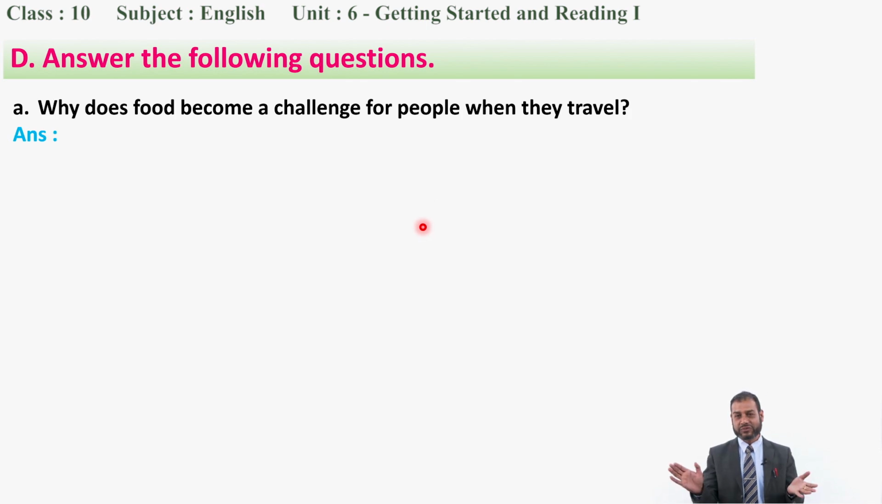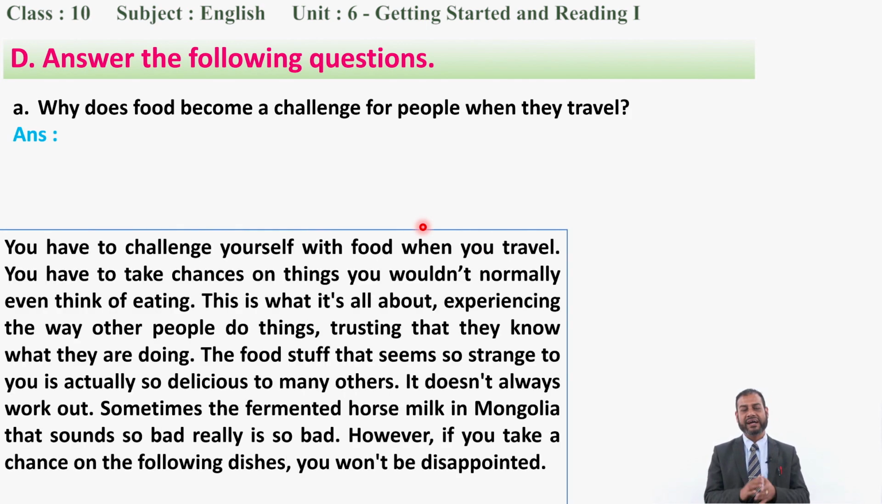Now, again, you have to see the text in your book. And even I want to show you the paragraph, okay? So, can you do it now? Why does food become a challenge for people when they travel? Now, you can find this answer in this paragraph.